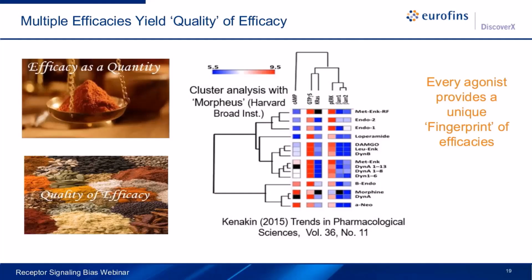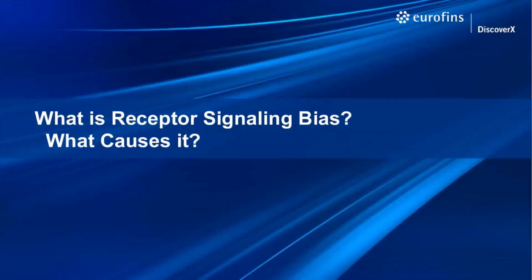And what is interesting is the cell sees things like dynorphin A and morphine, very structurally different, but sees them as pretty equal in terms of the signals that they give. So the important thing here is every agonist probably presents a unique fingerprint of efficacies to the cell. And this is what your program can capture with these tools.